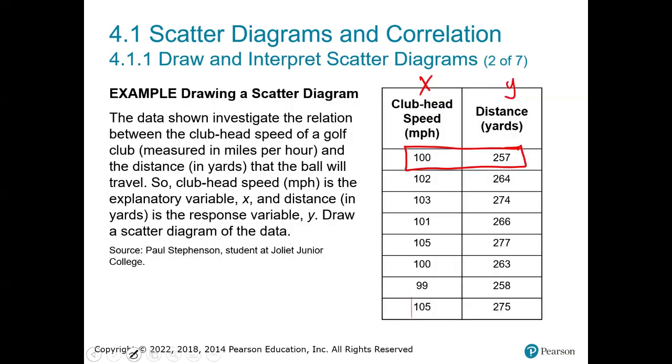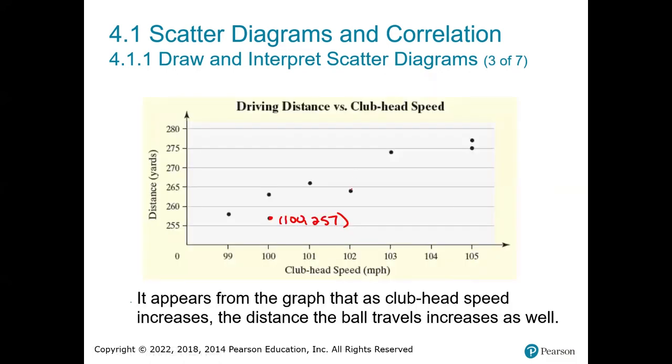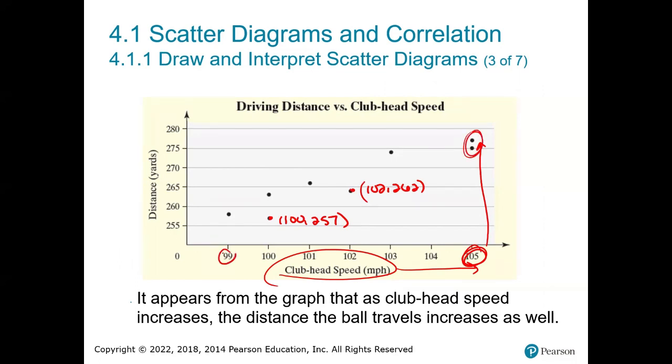And then I'm going to repeat that for every single pair of values. So 102 and 262 is right here, 102, 262. I repeat that for all the data values, and the end result here is called a scatter plot. You can see here that it does follow what I mentioned at the beginning, that it would make sense that as my club head speed increases, as it gets faster, my ball travels further. If I hit it at 105, the ball went further than if I hit it at a speed of 99. It didn't go as far. Logically, that makes sense.